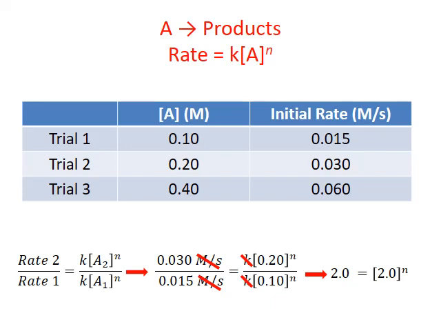So if we raise a number to the 1 power, it will return the same number on the other side. And so that's how we know that our exponent is 1. And that means that we are first order in this relationship with respect to our reactant A.